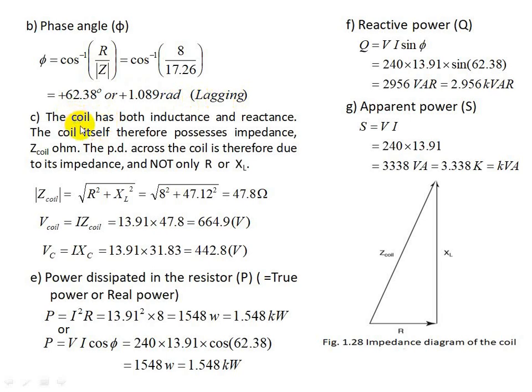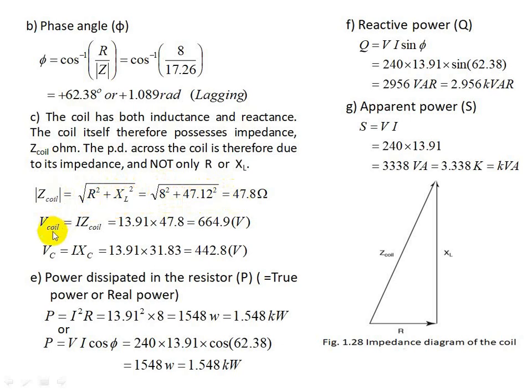Then to find the voltage across the coil, you have to consider both the resistance and inductance of the coil. Use this formula: impedance of the coil is under the root of R square plus XL whole square. So this is the impedance of the coil, not the reactance. It is given by the root of 8 square plus 47.12 whole square. This comes to be around 47.8 ohms.